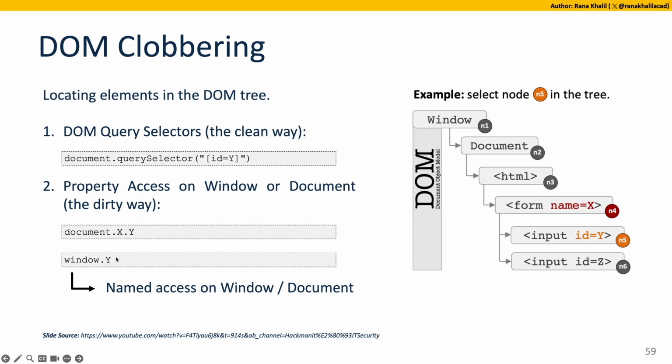The dirty way is to directly access the element using either the window or the document object. So you could say document.x, which references the form element that has name x. And then if you say document.x.y, then it references the child input element that has ID y. Another way of doing this is by just saying window dot the ID of the element that you want to locate, which again in this case is y. This way of doing things is known as named access on the window or the document objects in the HTML specification, and DOM clobbering exploits this specific rule.